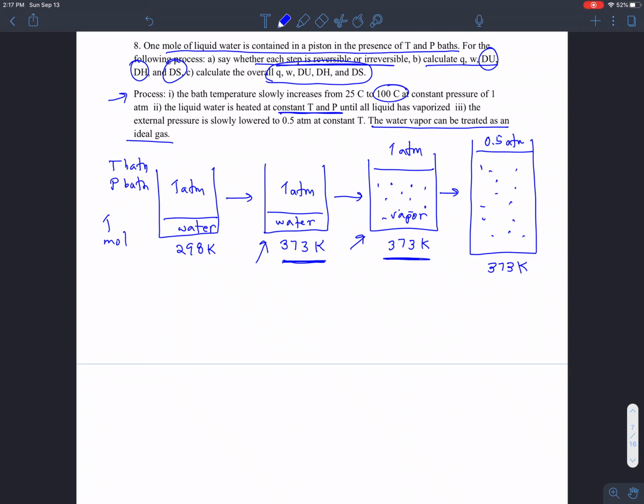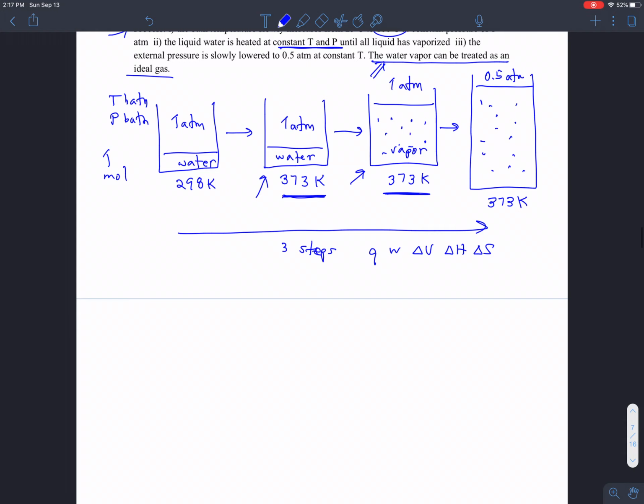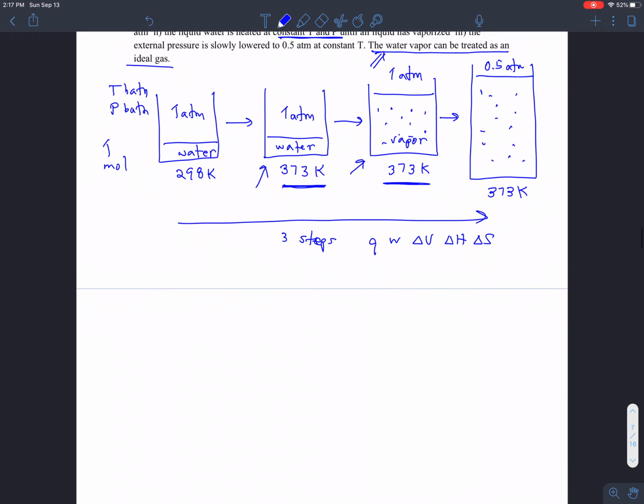But since we don't want to spend all day doing things really accurately, we'll just make the approximation that it behaves like an ideal gas, and that'll be good enough. All right, so this is our overall process, 3 steps. And we want to calculate all these quantities. We want to calculate Q, W, delta U, delta H, and delta S for every step, and then also overall. So this is going to take some time. I might only just do 1 problem this time rather than doing 2.